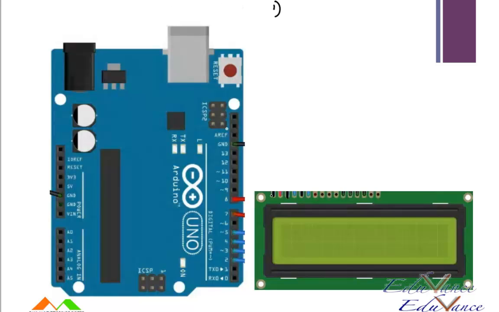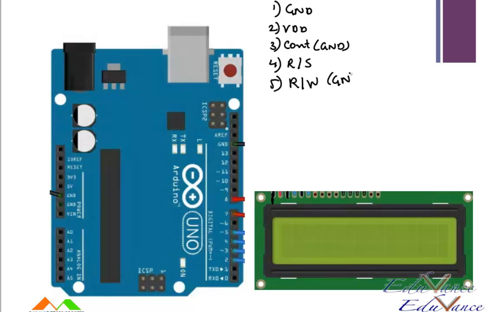Port number one, or pin number one starting from here, is ground. Two is VDD. Three is contrast, which is typically ground. Four is your register select. Five is your read write, again, which is ground, since we are always writing. Then pin number six is your enable. Pin number seven is DB0.